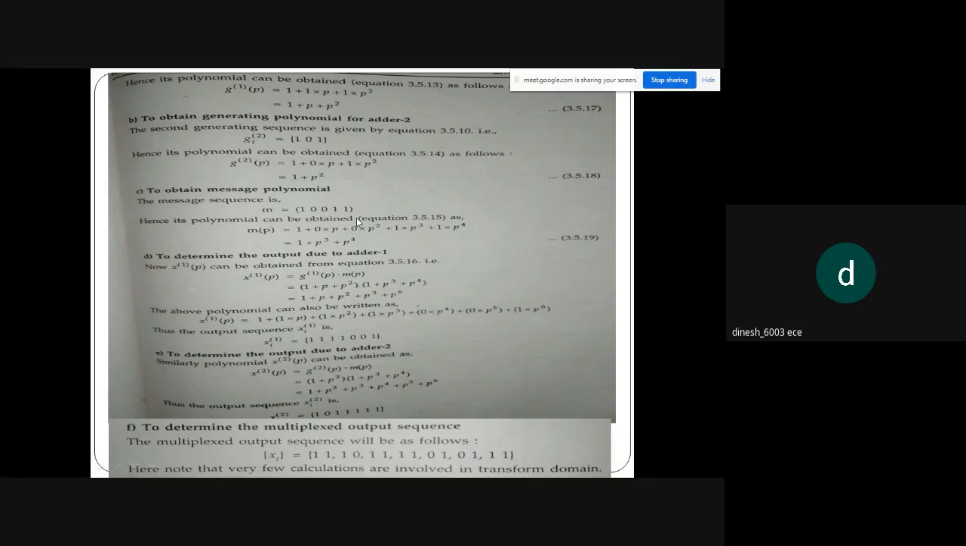So write it here. m of p, just now we wrote somewhere. Yes, m of p is equation 3.5.19, 1 plus p power 3 plus p power 4. So write it here. Now do the manipulation. So we get 1 plus p power 2 plus p power 3 plus p power 4 plus p power 5 plus p power 6. And the equivalent x2 of p is 1 0 1 1 1 1 1. You will get like this.